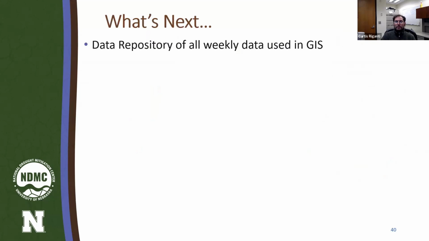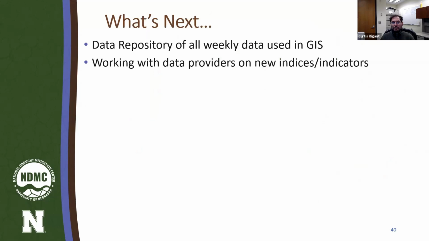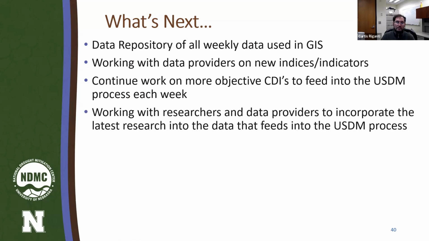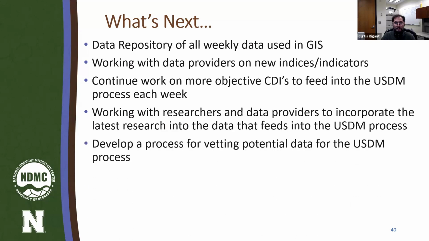So moving forward, we're looking to have a data repository for all different types of weekly data that we're looking at as authors in GIS formats. We're working with different data providers on new indices and indicators that are being developed. We're continuing work on more objective composite drought indicators that will also be feeding into the USDM process each week. And we're looking at working with researchers and data providers to incorporate latest basic research into the different types of data that feed into the USDM process, again, it's a continuous development process.